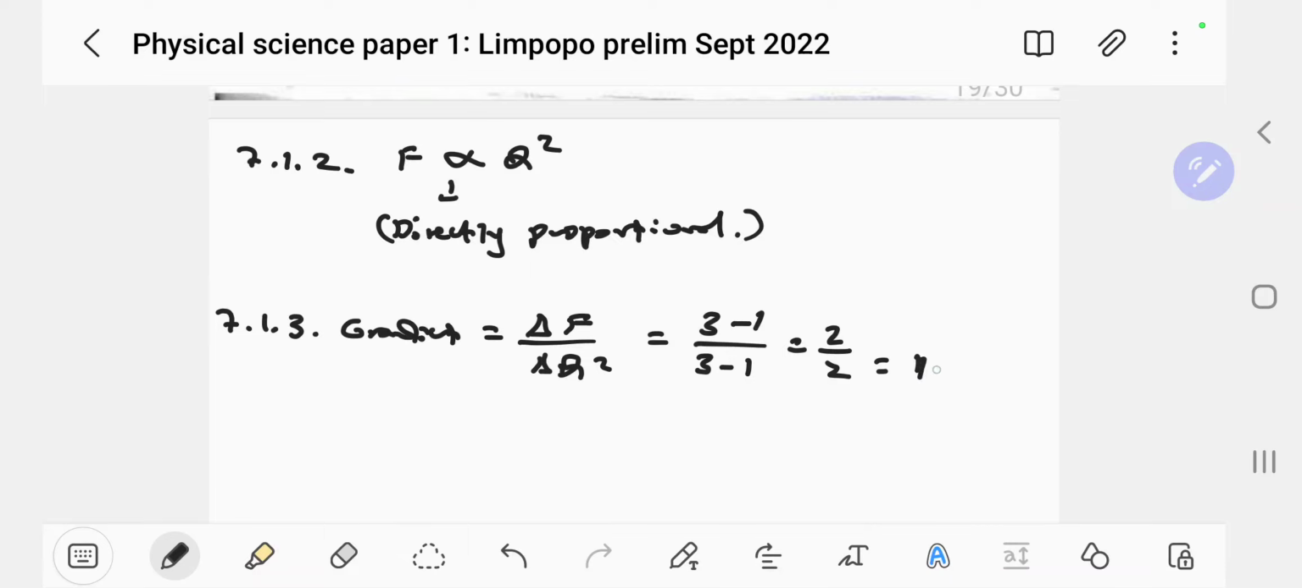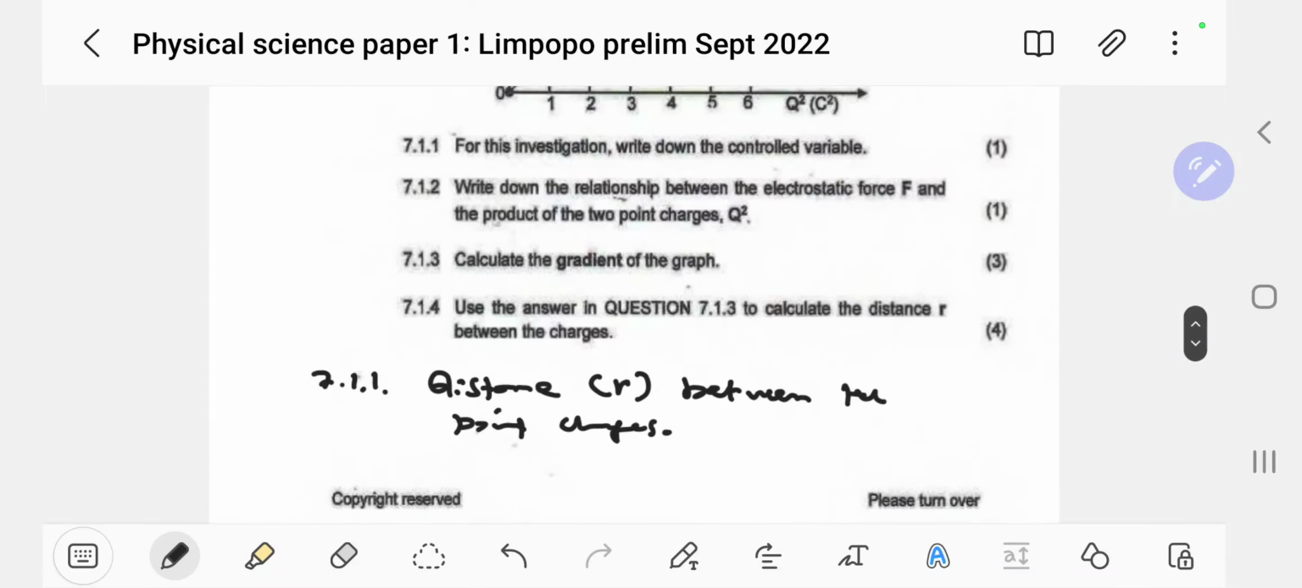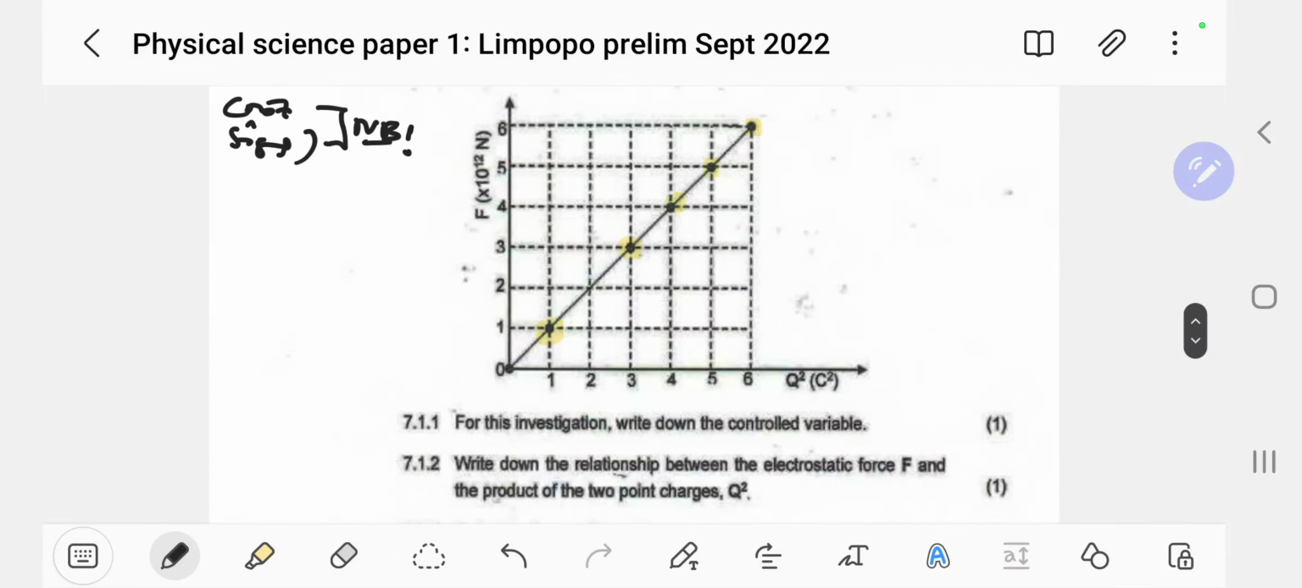But now remember, this one is times 10 to the exponent minus 12. Because here there's nothing here. They didn't tell us what units these are, coulombs or what. So it's just 1, or it is 1 times 10 to the minus 12.